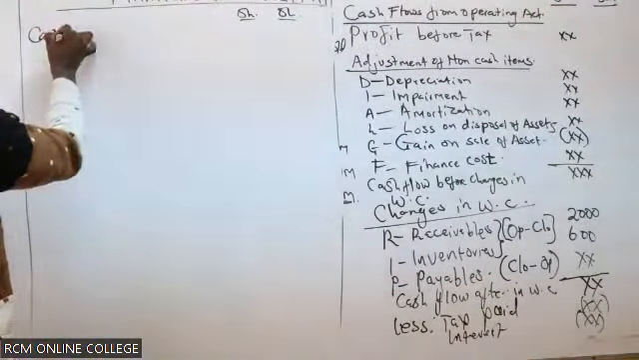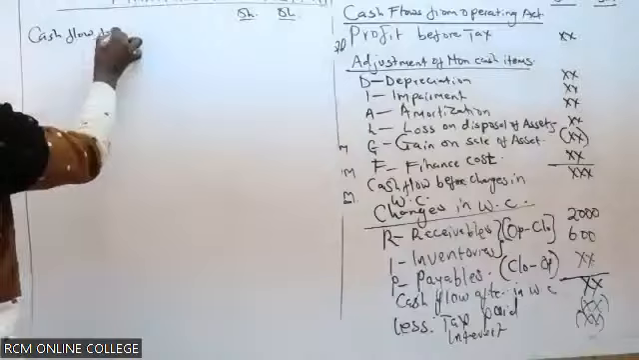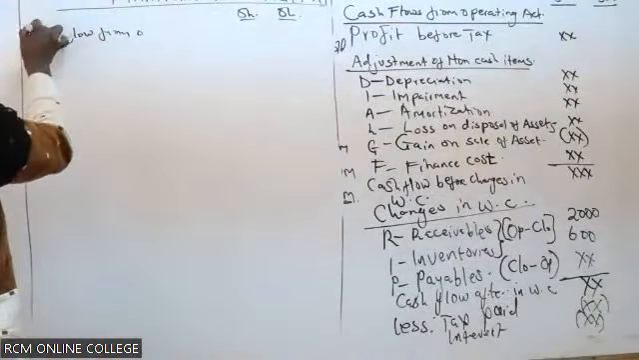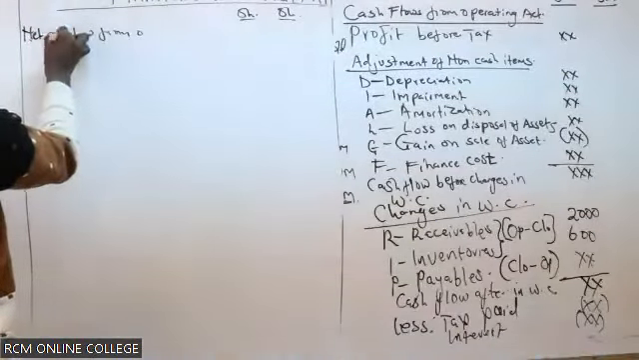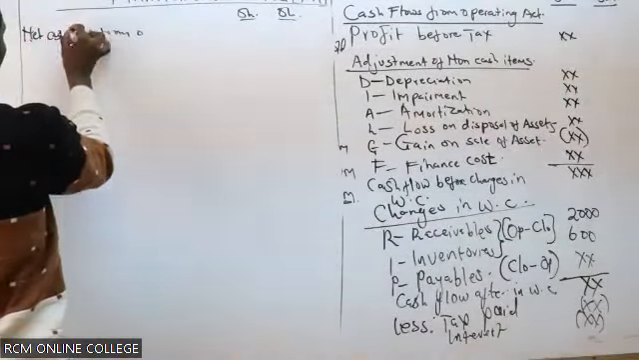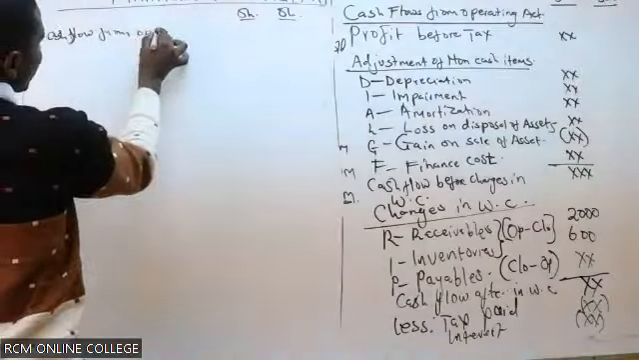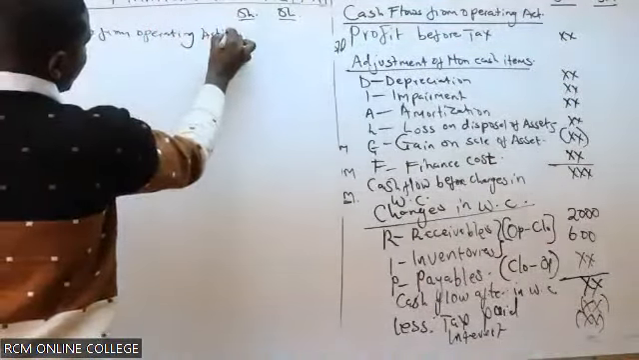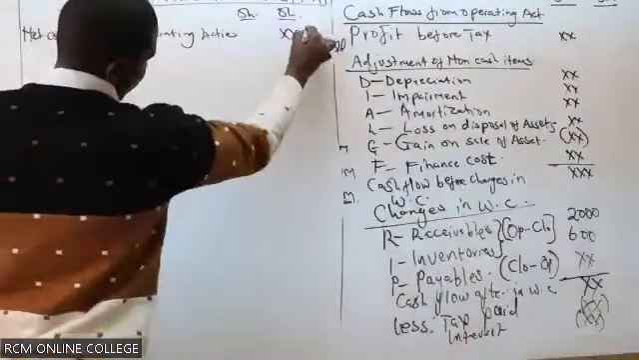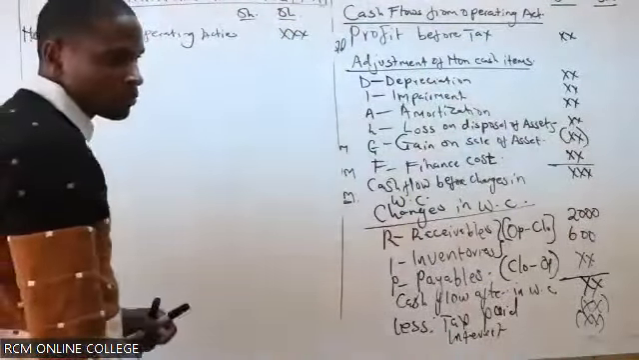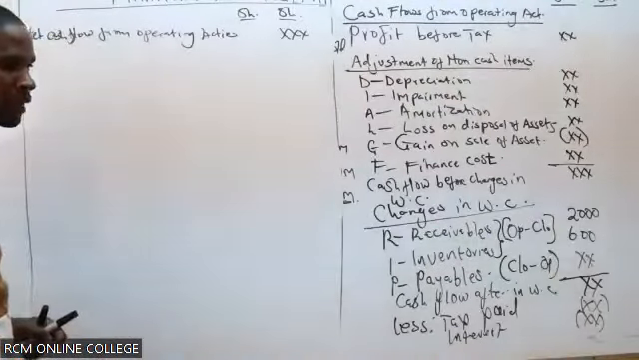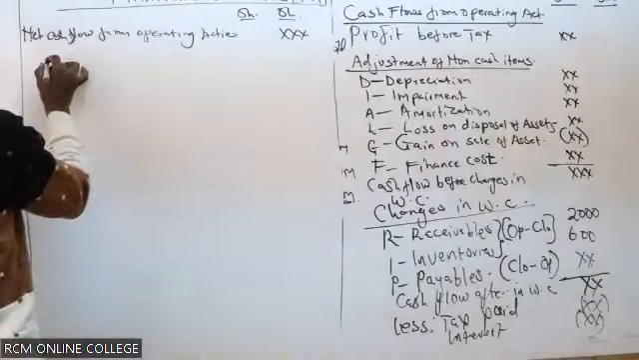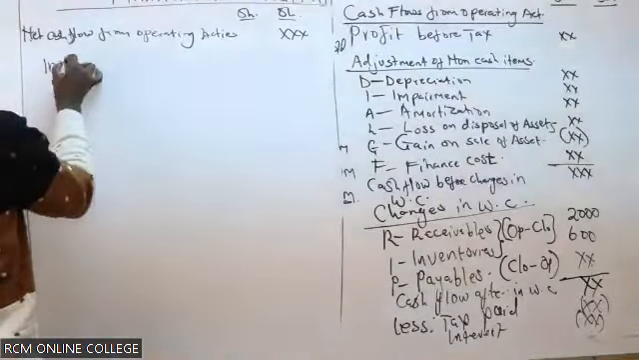This is cash flow from net cash flow from operating activities. Naiweka hapo. And then class, you go to the other activity, which is investing activities.